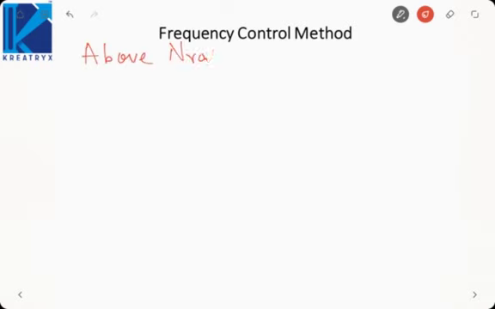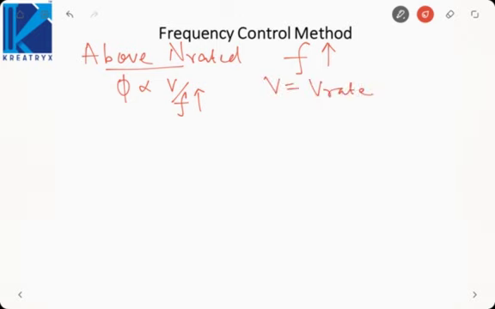Above rated speed, here we have to increase the frequency. Now flux is proportional to V by F. Here if we are increasing the frequency, we cannot increase the voltage. Why? Because voltage cannot be increased beyond the rated value, otherwise it can damage the insulation of the machine. That is why voltage will be kept at the rated value.